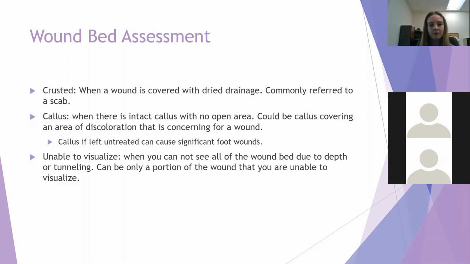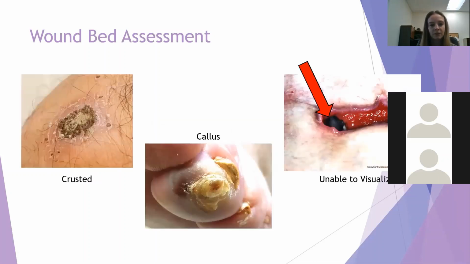And you have unable to visualize when you cannot see all of the wound bed due to depth or tunneling. This can only be a portion of the wound that you are unable to visualize. So we have a picture of crusted, and we have a callus that you may see when there's a wound underneath it, and then kind of the unable to visualize where there's a deeper hole that you can't see down into.